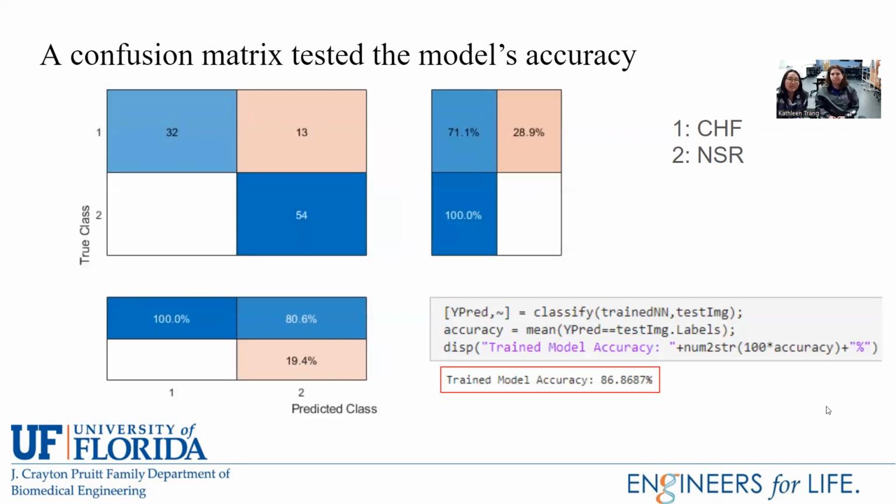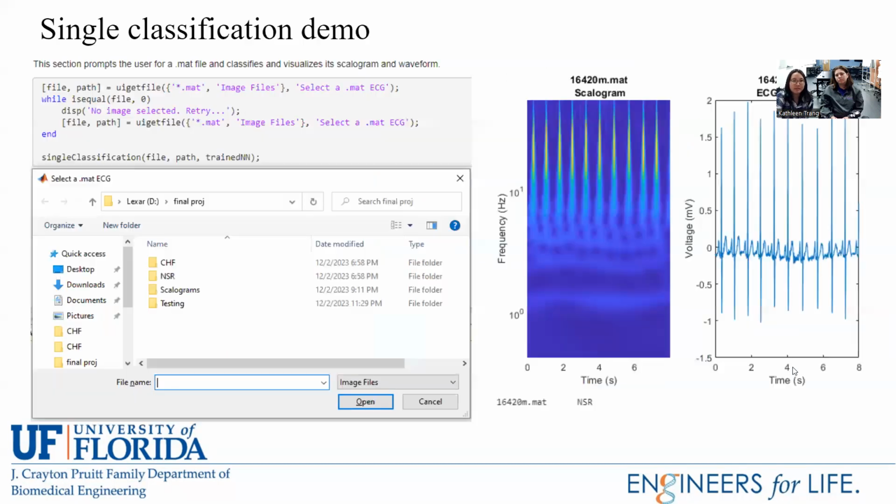And then next, we wanted to make sure that the model was detecting things correctly. So in this step where we tested for accuracy, we used a confusion matrix. The 1 indicates congestive heart failure or CHF. 2 indicates normal sinus rhythm or NSR. And then we also calculated the trained model accuracy based on a set of test images that the model had never seen before. And that is what this confusion matrix is also based on.